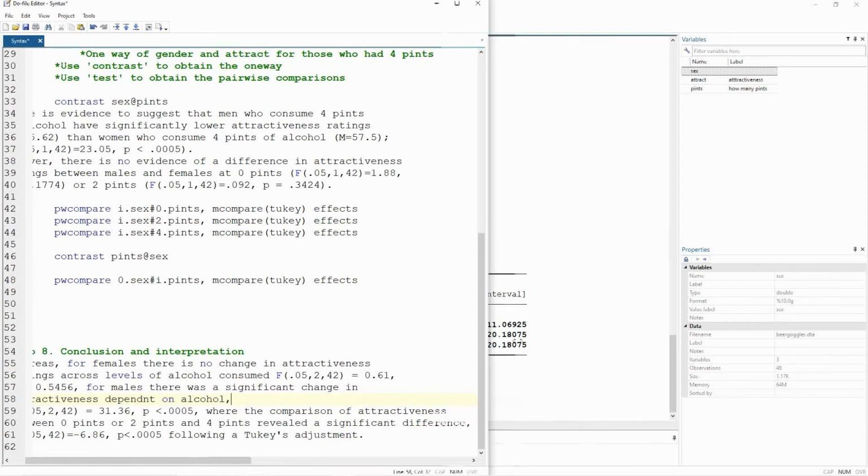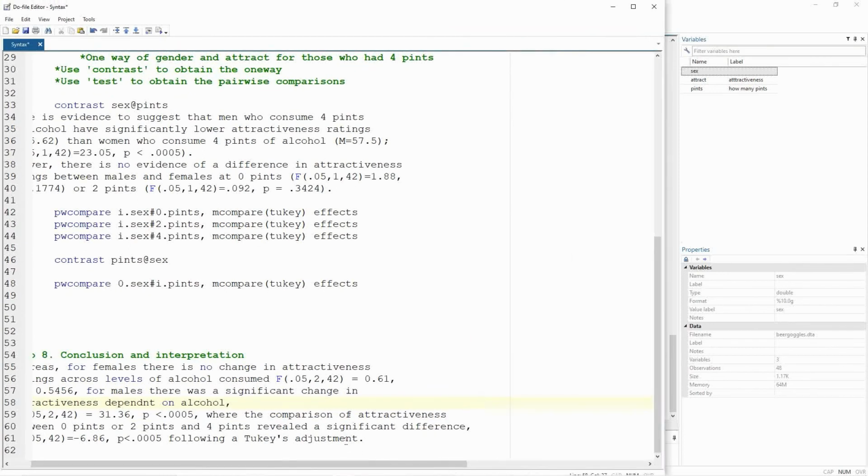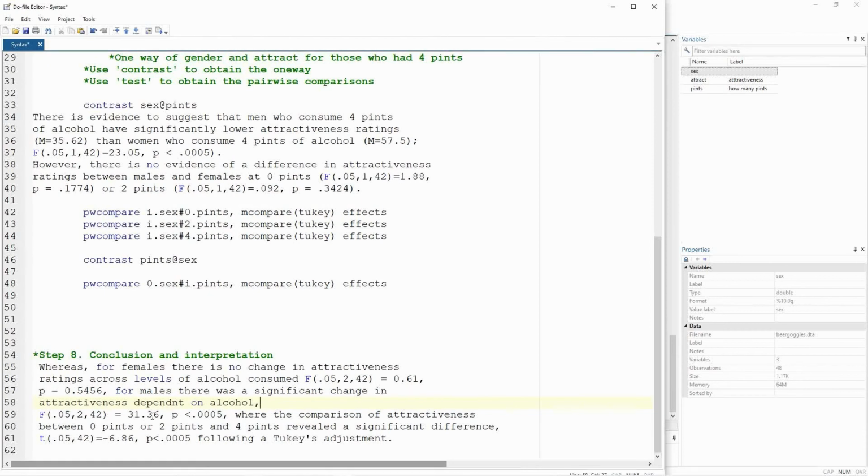Let's open this up so you can see the whole thing. Leave the overall statistics where they are, and then say where the comparison of attractiveness between 0 or 2 pints, mean equals 66.88, and 4 pints, mean equals 35.36, I believe, revealed a significant difference. So you can do it like this. This works perfectly fine.